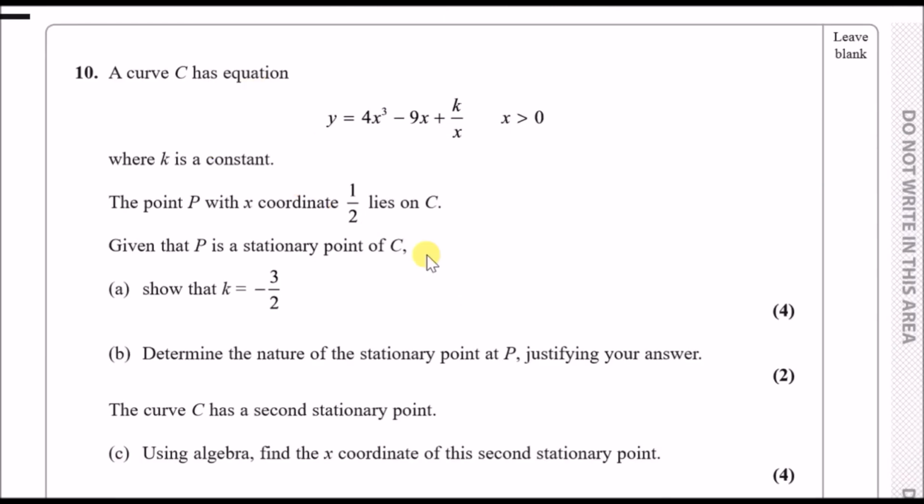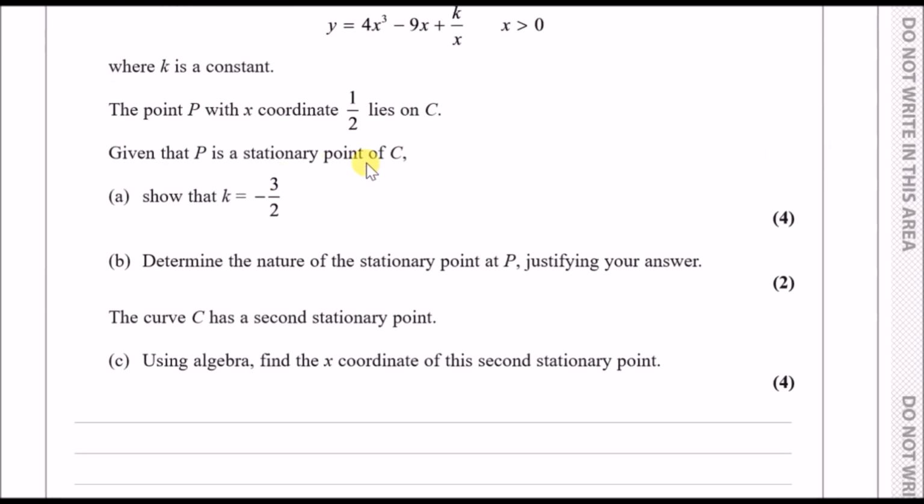And finally guys, number 10. So a curve C has equation y equals 4x cubed minus 9x plus k over x for positive values of x, where k is a constant. Now the point P with x equaling a half lies on C. Given that P is a stationary point of C, show that k is negative 3 over 2.